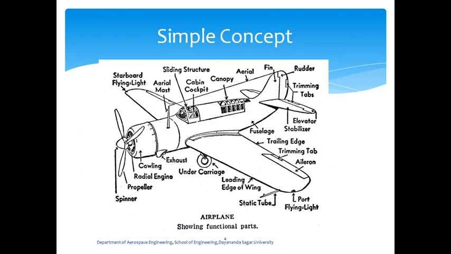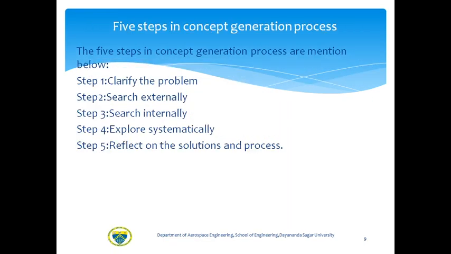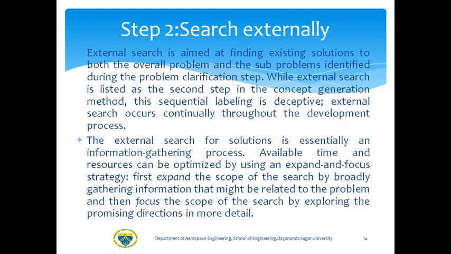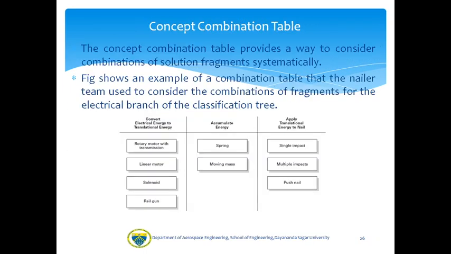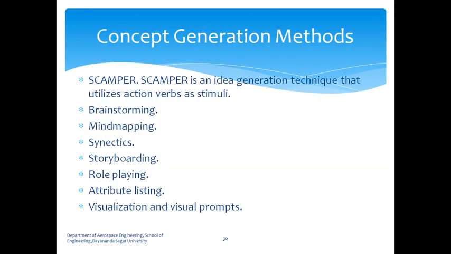Okay. In the last class we had a discussion on the different idea generation methods which are shown in this slide. We have different methods and we had a discussion on these methods. First one is SCAMPER, second one is brainstorming, mind mapping, synectics, storyboarding, role playing, attribute listing, and visualization. These are very commonly used methods, but probably you could have understood that some methods are kind of a repetition.